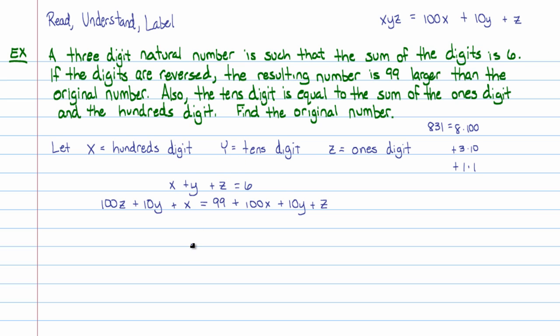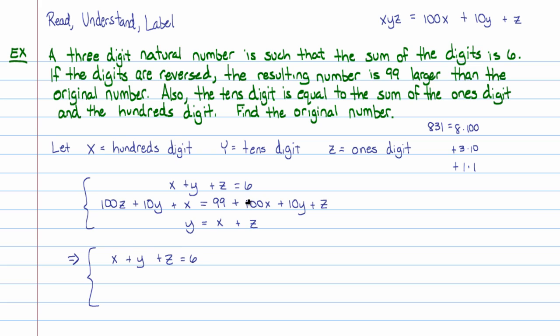Finally, the tens digit, which is Y, is the sum of the ones digit and the hundreds digit. That happens to be three equations with three unknowns. At this point, I'm just going to worry about cleaning this up really quickly. The first equation is already clean: X plus Y plus Z is equal to 6.